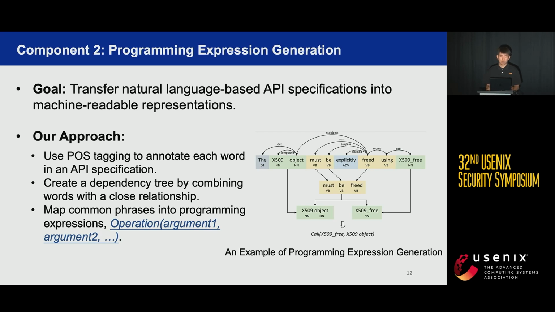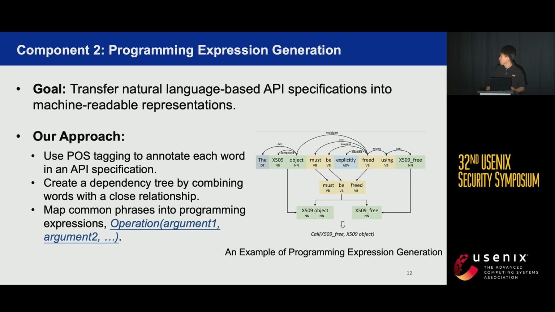Our method is we first use part-of-speech tagging to annotate each word in an API specification. And we then create a dependency tree by combining words with a close relationship. As you can see from the tables, "must be free" are verbs, and we combine them together and put them into the root node of our dependency tree. And we then transfer the dependency tree into the programming expression.